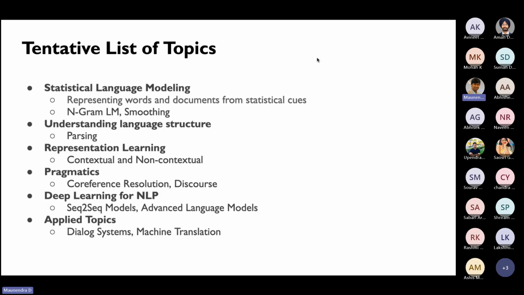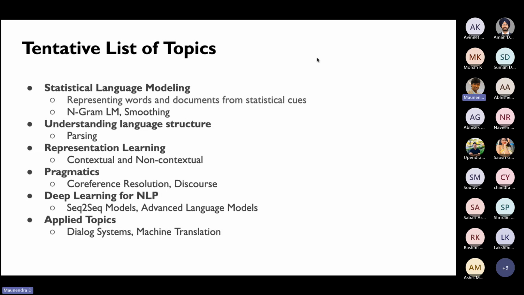Then we talk about understanding the language structure. Whenever we have an input text, which is a natural language text, different words depend on each other in many different ways. So understanding the structure of dependencies among terms and phrases will be the next topic. Parsing. There are different types of parsing. Those we will go through.